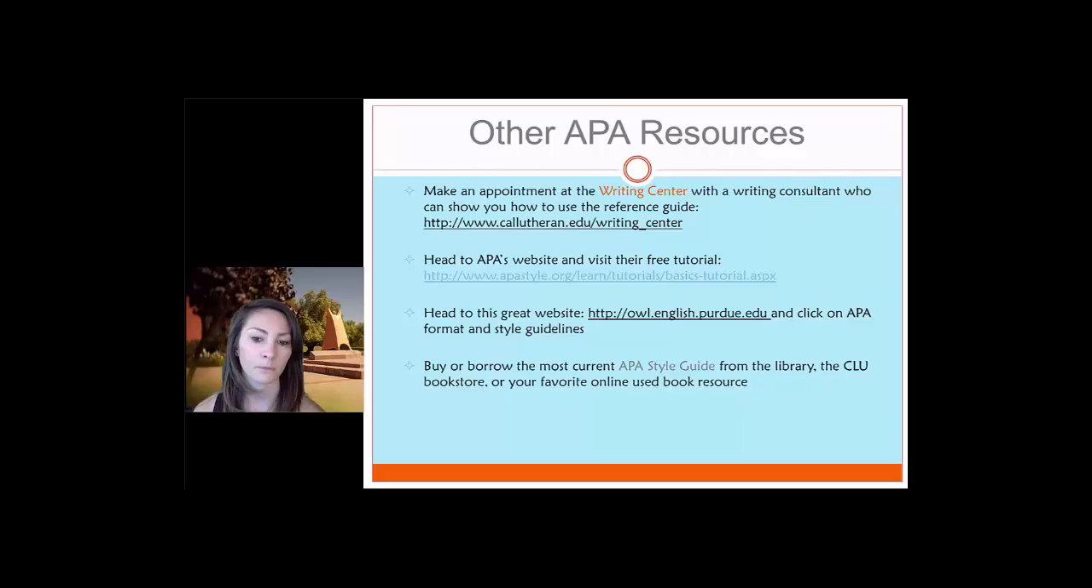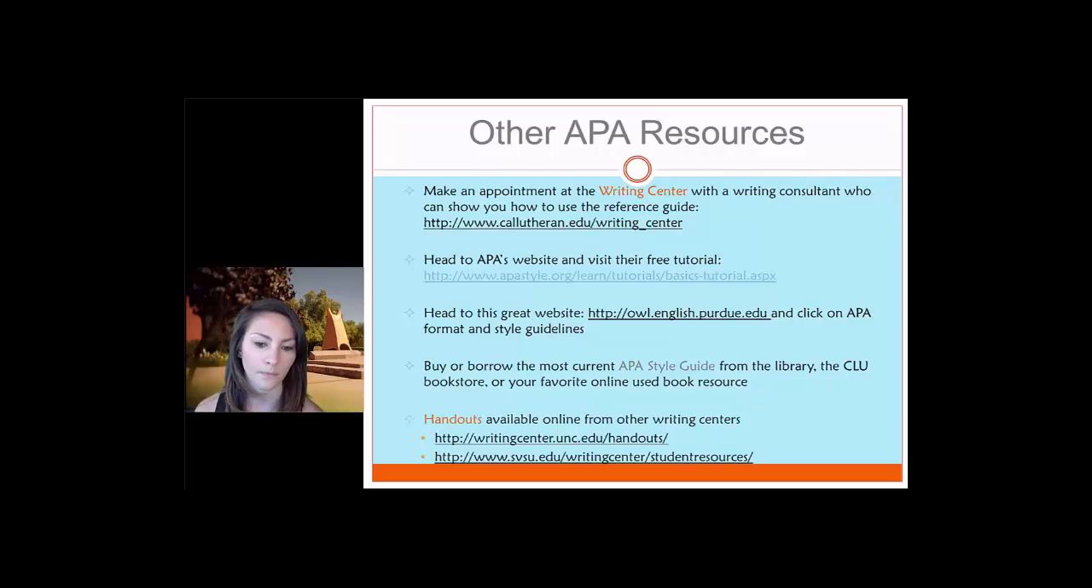You can also buy or borrow the most current APA style guide from the library, the CLU bookstore, or your favorite online used book resource. You can go on Amazon and buy that as well. There are some handouts available online on the Writing Center's website, so if you go to these two websites, you have access to those forms as well.